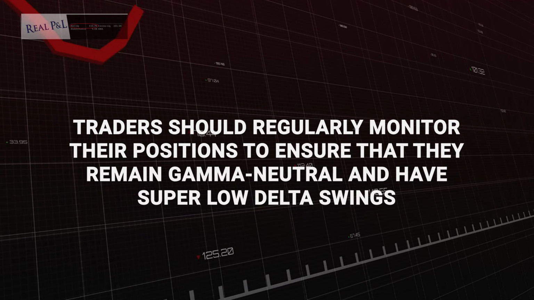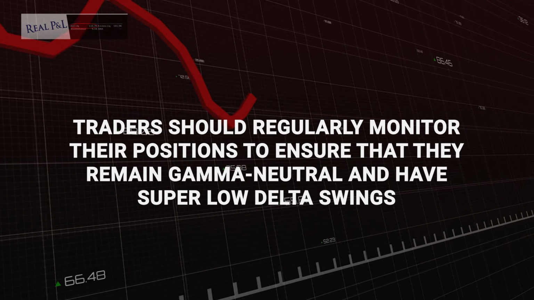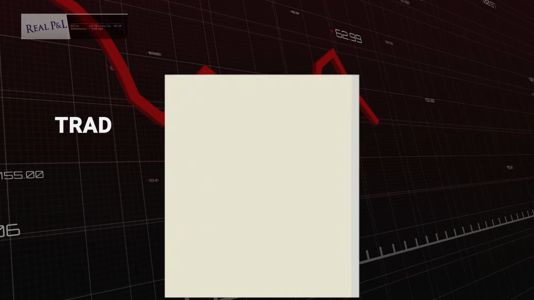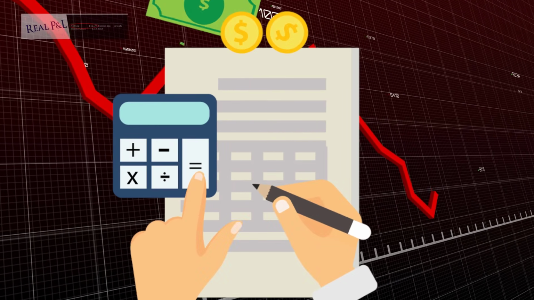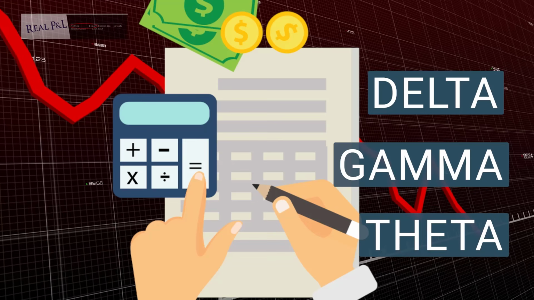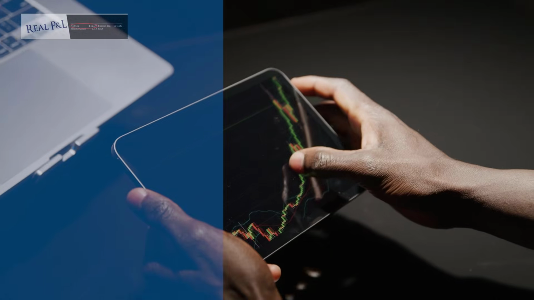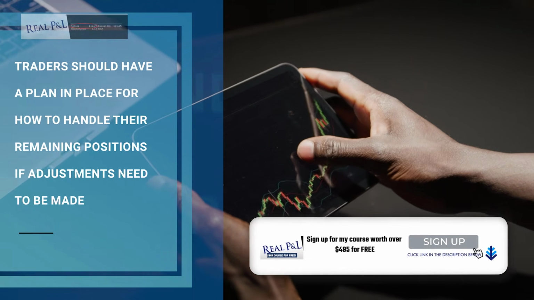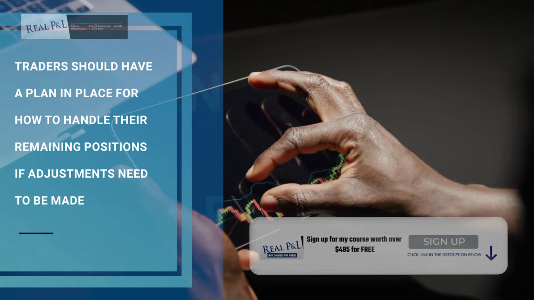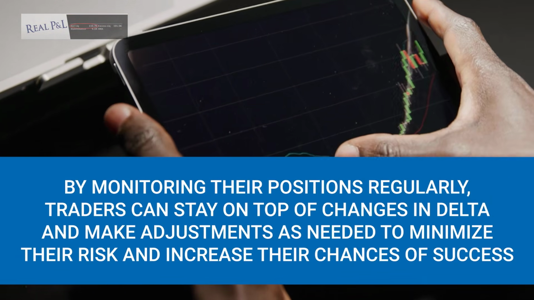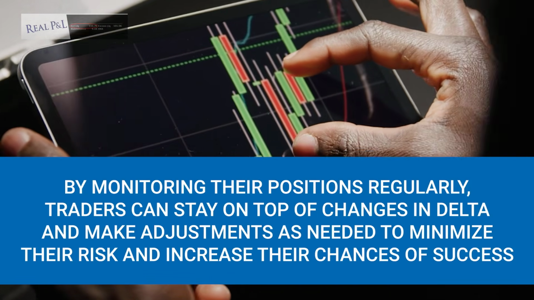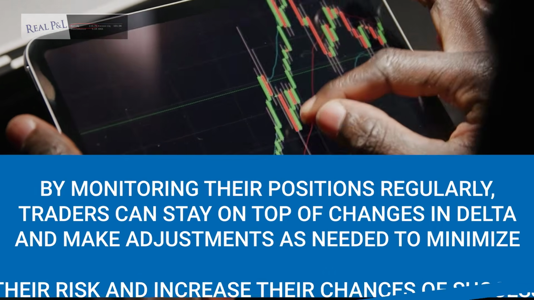delta neutral trading. Traders should regularly monitor their positions to ensure that they remain gamma neutral and have super low delta swings. This means analyzing their options portfolio on a regular basis and using tools like delta, gamma, and theta to track changes in their positions. Additionally, traders should have a plan in place for how to handle their remaining positions if adjustments need to be made. By monitoring their positions regularly, traders can stay on top of changes in delta and make adjustments as needed to minimize their risk and increase their chances of success.